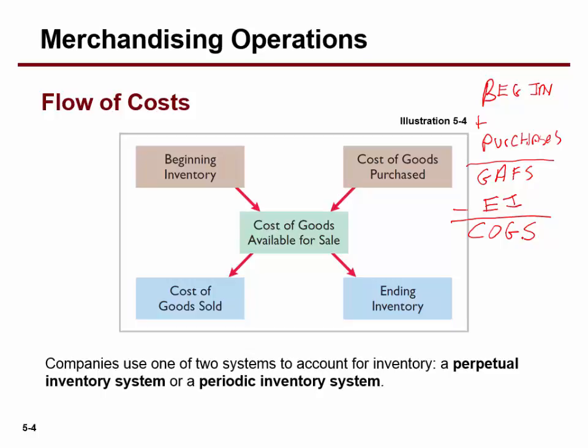In this class, we study the perpetual method. We know what the balance is of our inventory and our cost of goods sold at the press of a button, don't we? So why am I bothering you with this stupid thing if it's not used anymore? If we're not going to be using the periodic method in this class, why am I bothering you with this stupid equation?